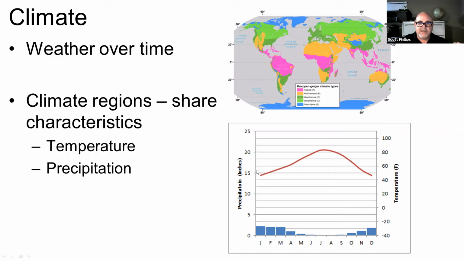Also note that this is averaged. This is not like one year. This is like a 30-year average. So using a 30-year average, this is what on average temperatures are like, both day and night combined together, over the course of a year. And these blue bars are the average amount of monthly precipitation for each one of the months. It goes in order from January, February, March on through December.